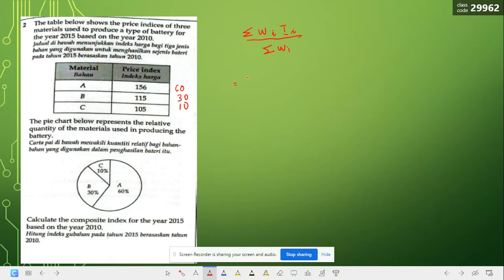Okay, so you just multiply. Okay, then divide with the total. So 100, right? So about 138.6. So mean it increased 38.6. Okay, from 2010 to 2015.